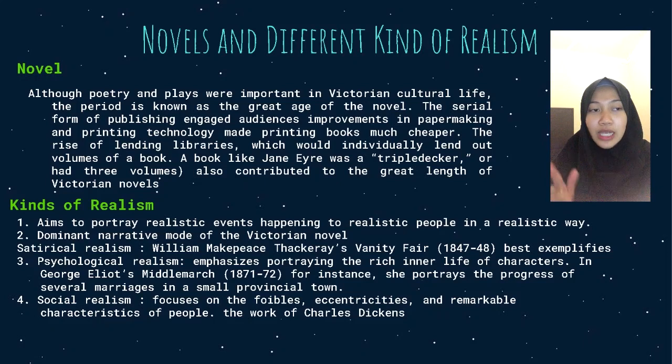Okay, the next is I will explain to you about the kinds of realism. The kinds of realism, first, we know that realism, which aims to portray realistic events happening to realistic people in a realistic way, was the dominant narrative mode of the Victorian novel.